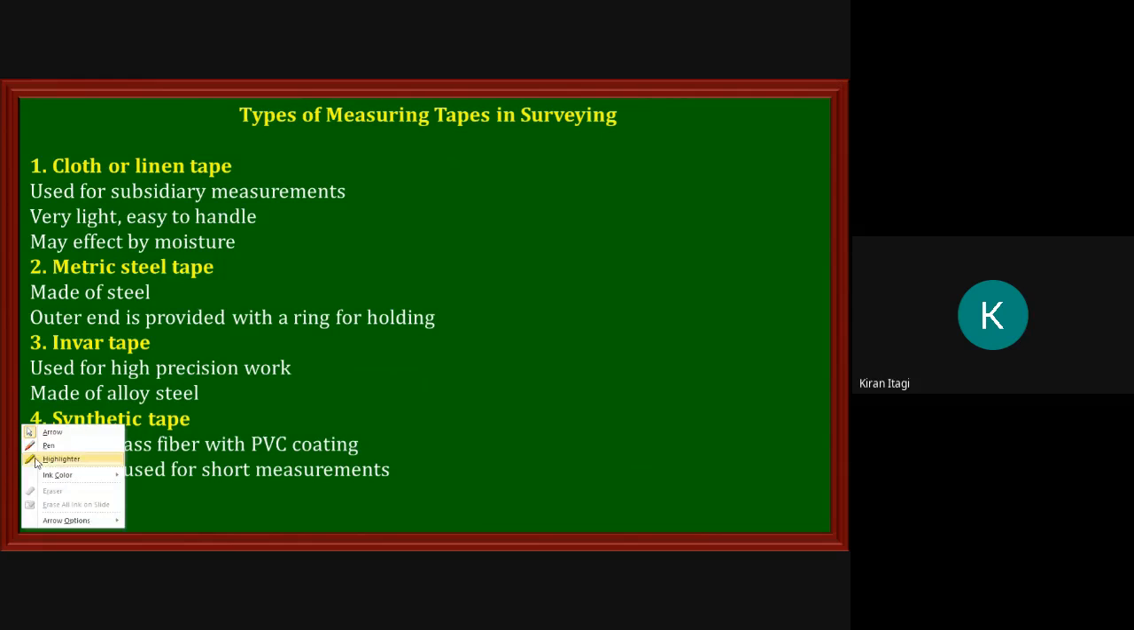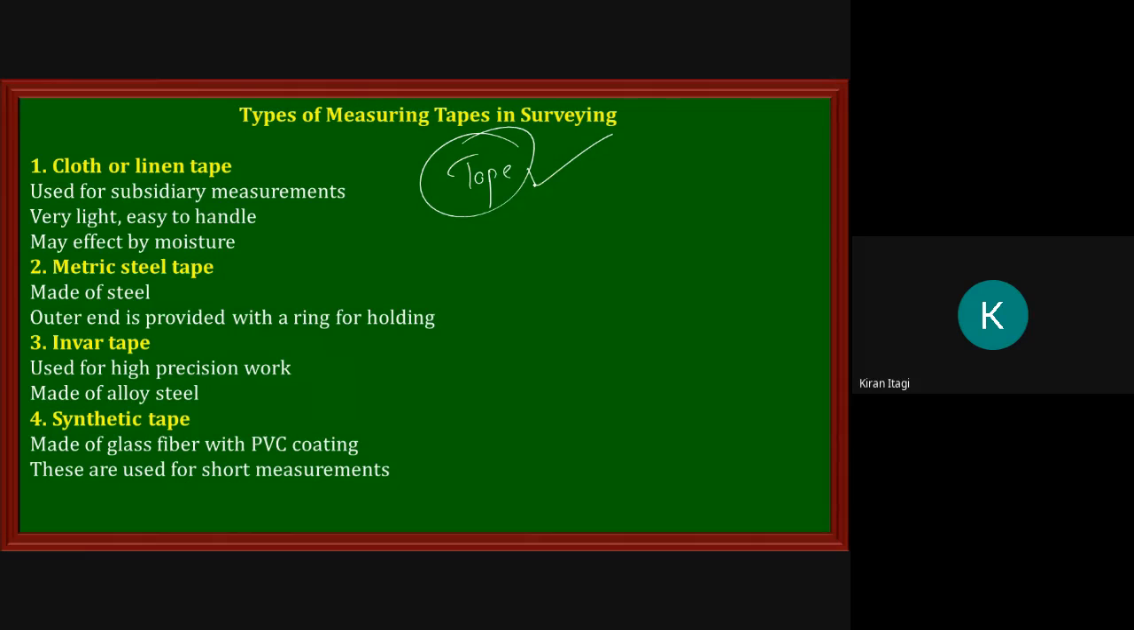Then we have different types of tapes. Okay, in day to day life, we have already seen the tapes. Okay, you people have not seen the chain, but I think you have already seen tapes. At least you have seen them in the tailor shop. Okay. So we have different types of tapes.